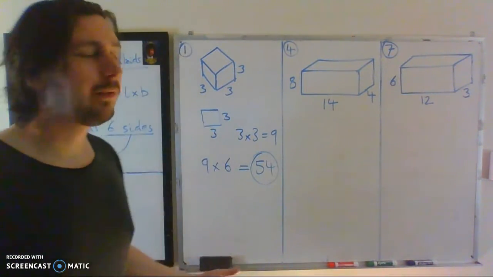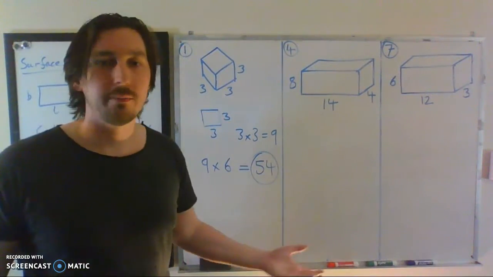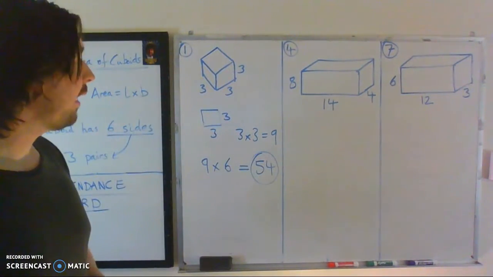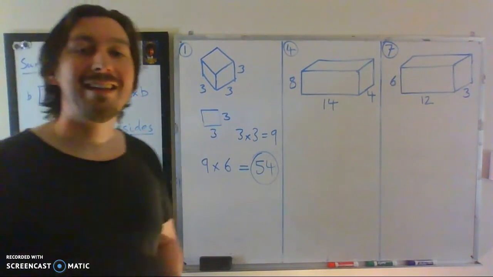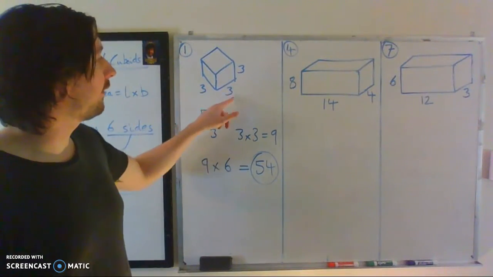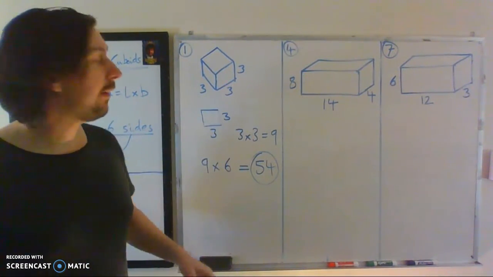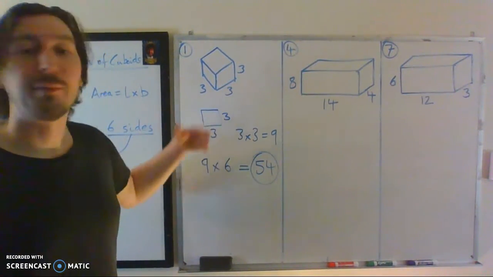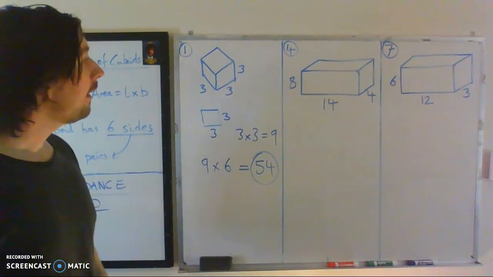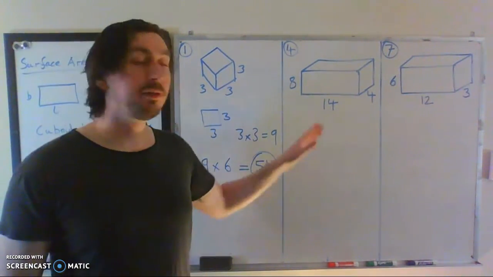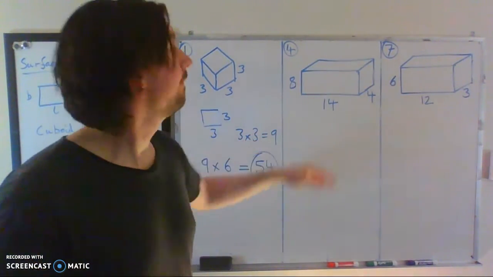I think there's units for this. If the unit is feet, it's 54 foot squared. Okay. So that's how we do number 1 and any other cubes where every number is the same. Find the area of one square and then times it by 6. Let's look at the slightly harder ones. This is question 4 on your worksheet.